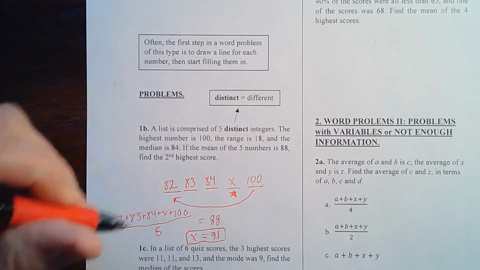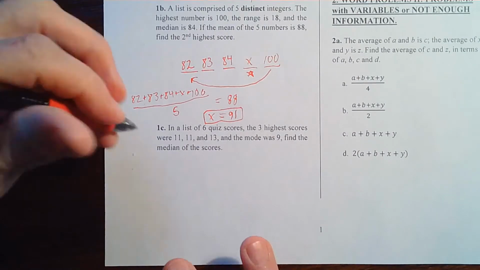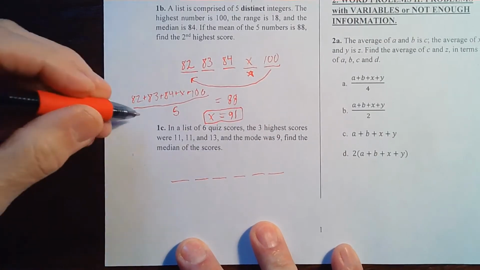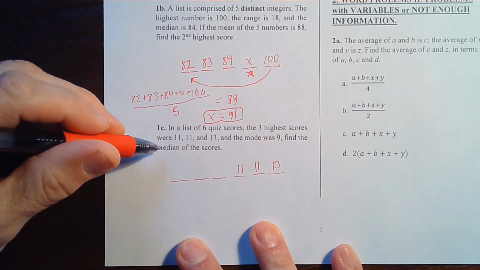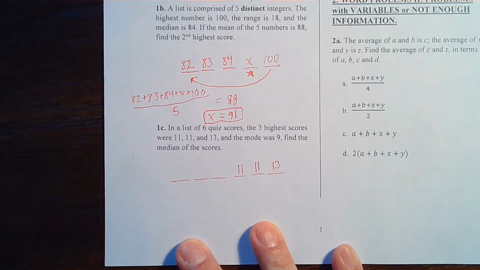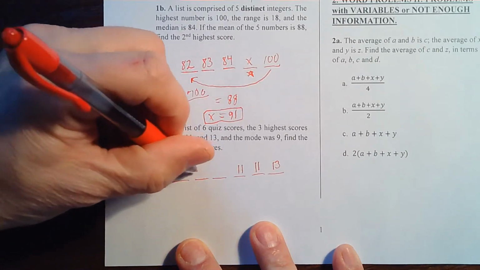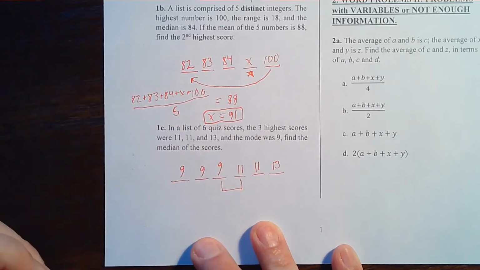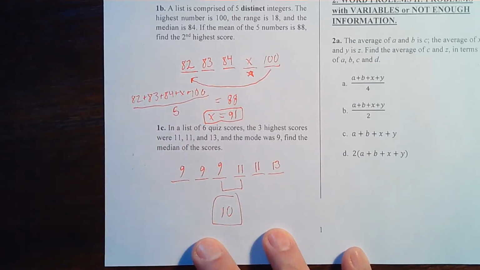Hopefully we got that. In 1C, now we have a list of 6 quiz scores. The 3 highest scores are 11, 11, and 13. That's easy enough. The mode is 9. Now we have 2 11s, so if the mode is 9, there must be more 9s than 11s. And since there's 3 spaces here, that means that all of these are equal to 3. The median will just be the average of the middle 2 numbers because we have an even number of terms. And so our answer is 10.